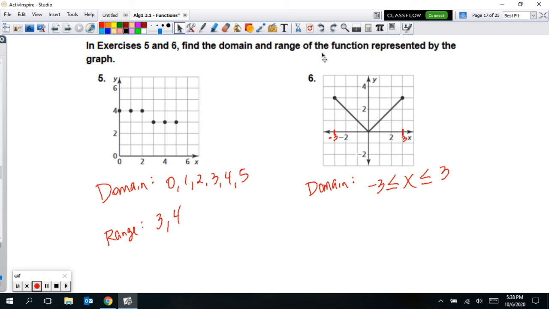Now for the range, let's look at where the range is at. The smallest number it starts at is 0, and it ends right here at this one at +3. So y is going to be between 0 and +3. Again, less than or equal to symbols. So 0 is less than or equal to y, less than or equal to 3.